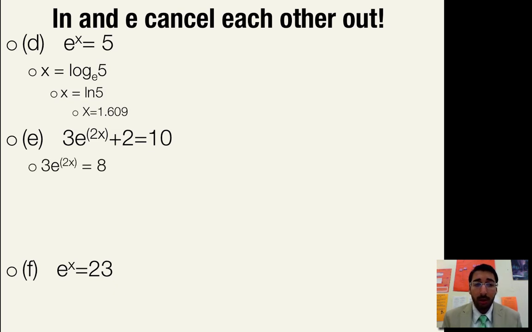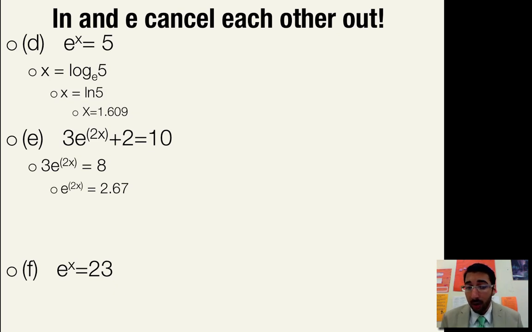So I'm going to get 3e to the 2x equals 8. Now I have that 3 right there in front of the e. I'm going to get rid of that 3. The operation between the 3 and the e is multiplication, so the inverse of multiplication, division: divide both sides by 3. I have e raised to the 2x equals 2.67.